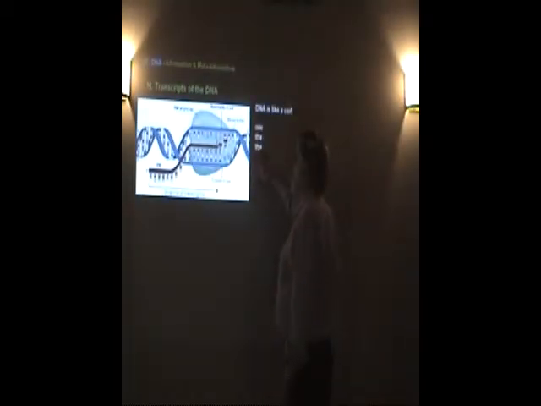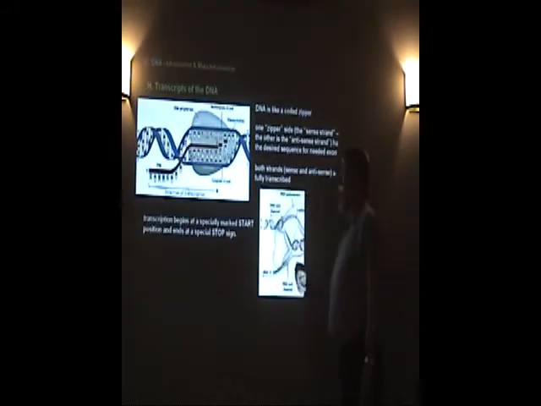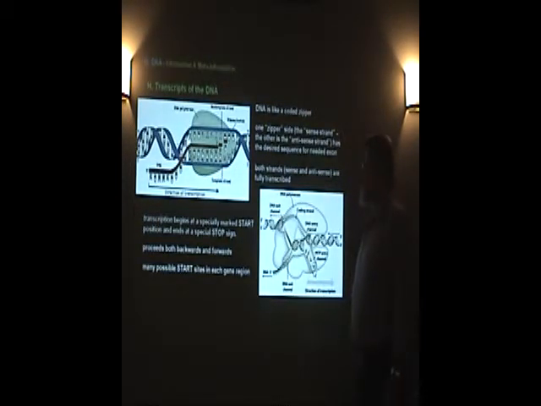The transcripts of the DNA. DNA is like a coiled zipper. One zipper side, what's called the sense strand, the other the anti-sense strand, has the desired sequence for the needed exon or gene. Both strands, sense and anti-sense, are fully transcribed. Both sides, even though only one is perhaps most needed. Transcription begins at a specially marked start position and ends at a special stop sign. It proceeds both backwards and forwards.